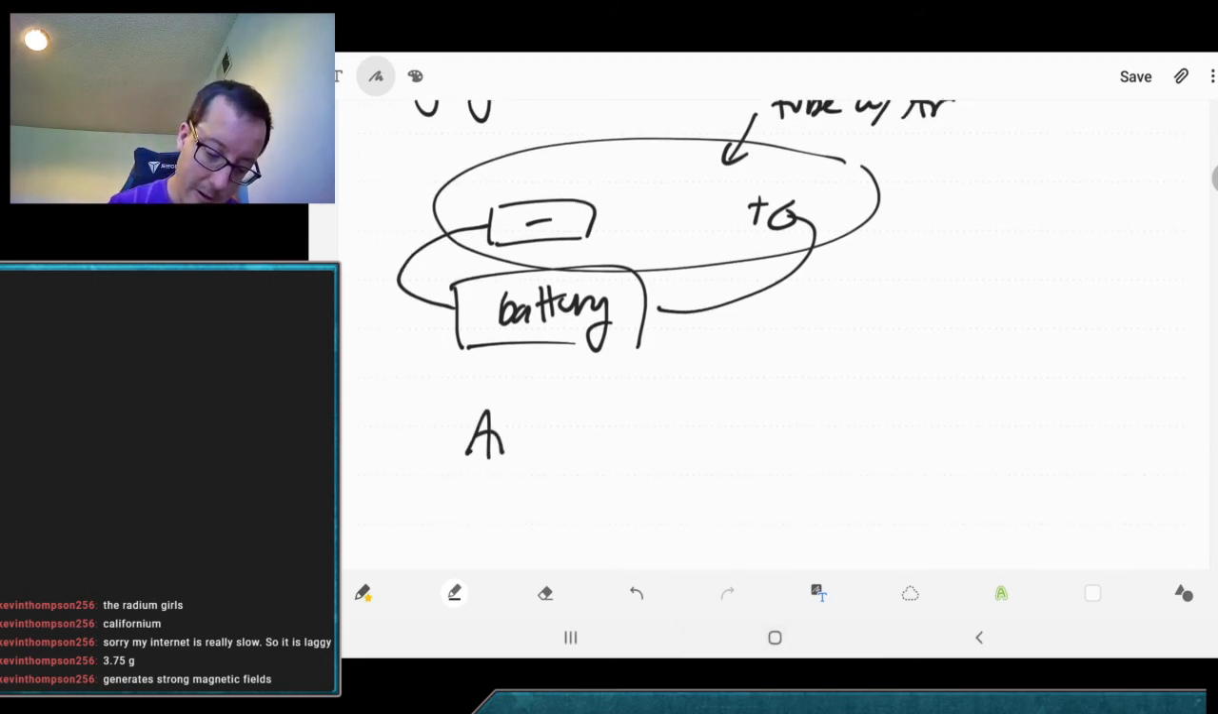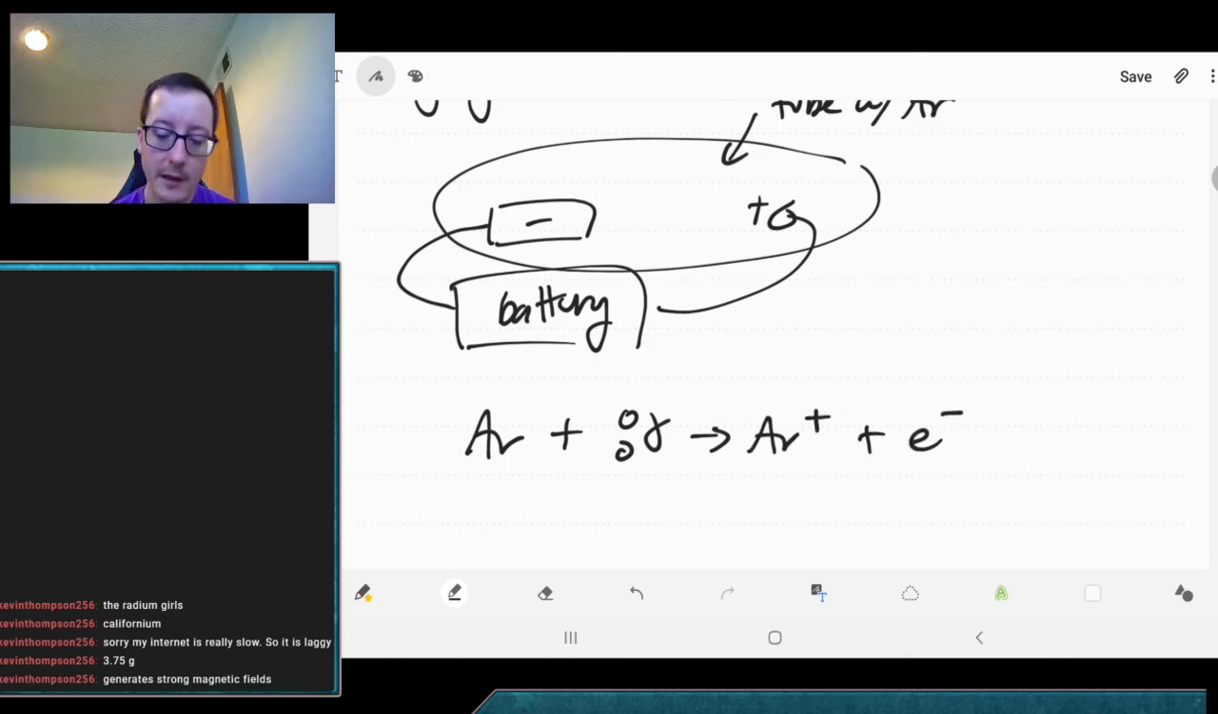When you have argon plus your gamma ray, you can split argon into argon positive plus an electron. That argon positive migrates towards the negative, the cathode there, right? And so it'll be attracted to that, and once it hits the cathode and interacts with it, it changes the potential a little bit, which can be detected by some sort of voltmeter or something like that, and you'll be able to detect it that way.